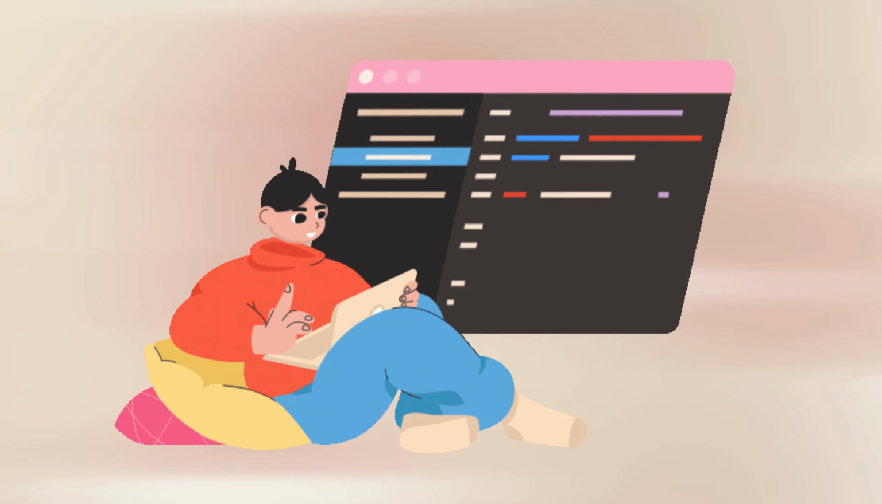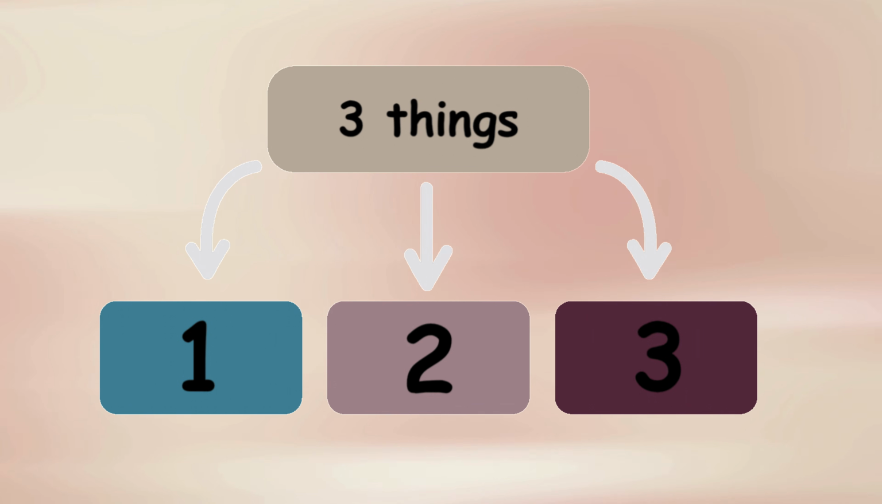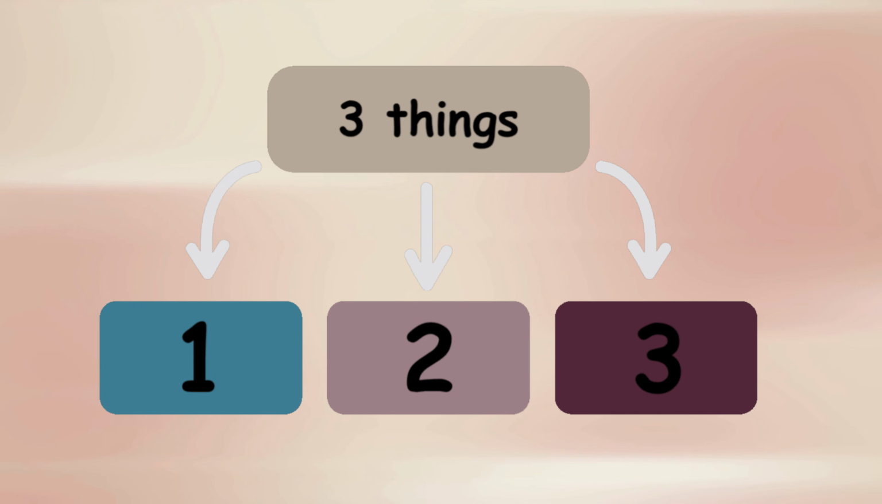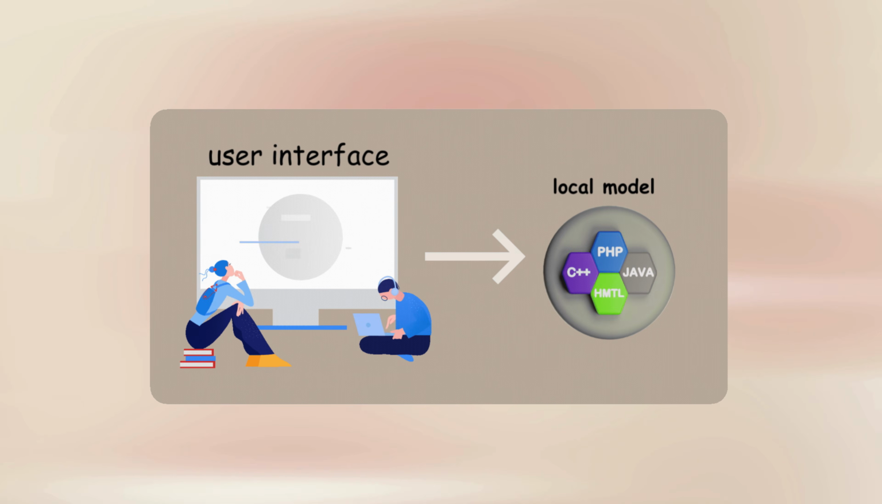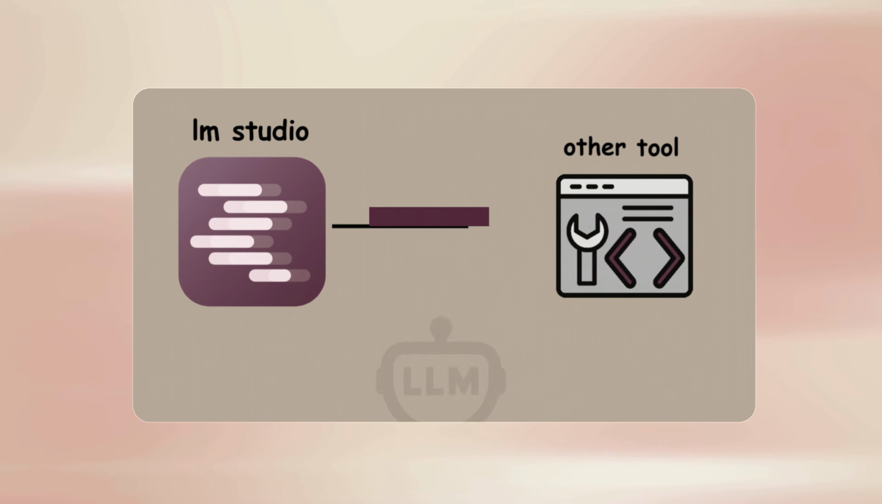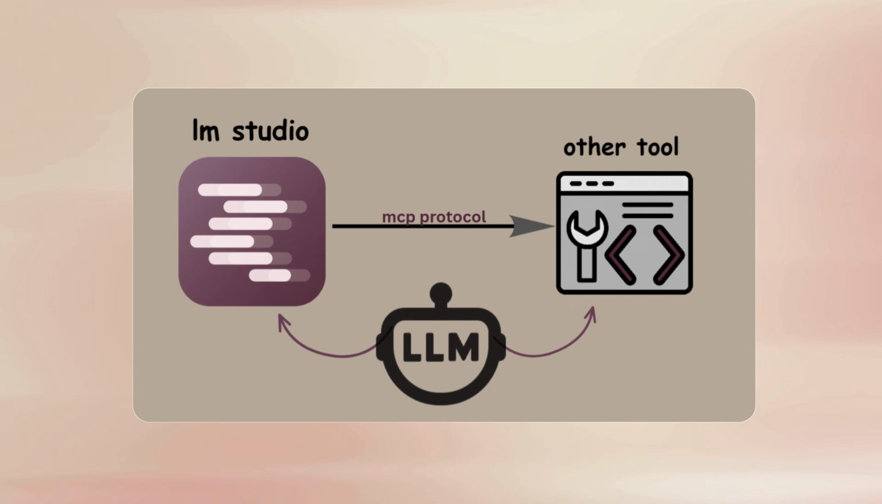Okay, so before we proceed further, there are three things that we need to take care of. Basically three things that we need to understand. The first thing is LM Studio, which is basically a user interface from where we are going to interact with our local models. That LM Studio can be used to connect with various other tools through the MCP protocol, and our local language model can interact with those tools as well.